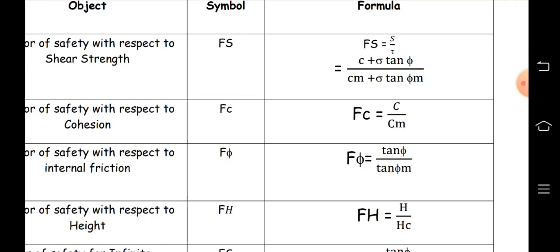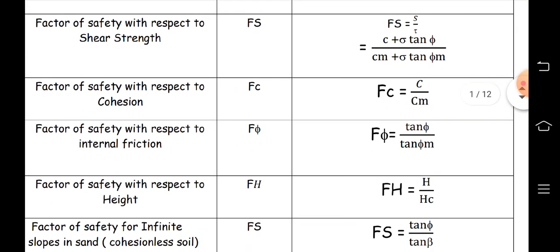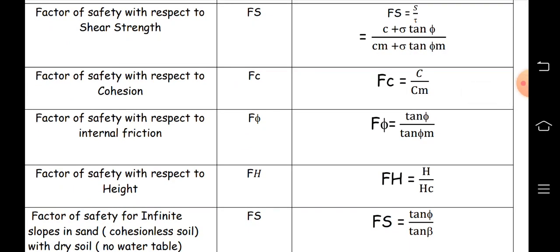So the formula is based on the Mohr-Coulomb law, that is S, the shear strength, equal to C plus sigma tan phi. C is the cohesion, sigma is the normal stress, phi is the internal friction. Upon mobilized cohesion and internal friction, the formula will be the same, that is C plus sigma tan phi. So here, instead of C, we can use Cm plus sigma tan phi. Then factor of safety with respect to cohesion is the ratio of cohesion to the mobilized cohesion, that is Fc equal to C upon Cm.